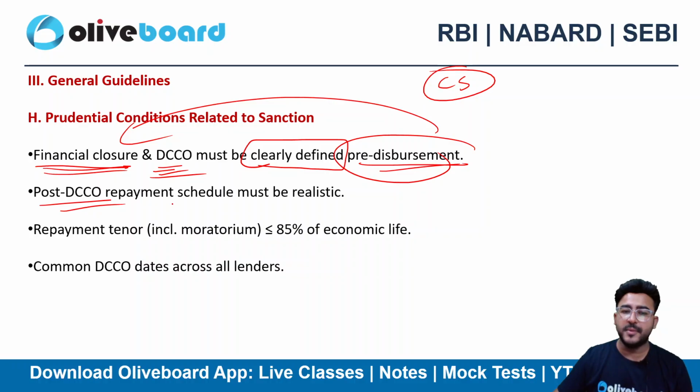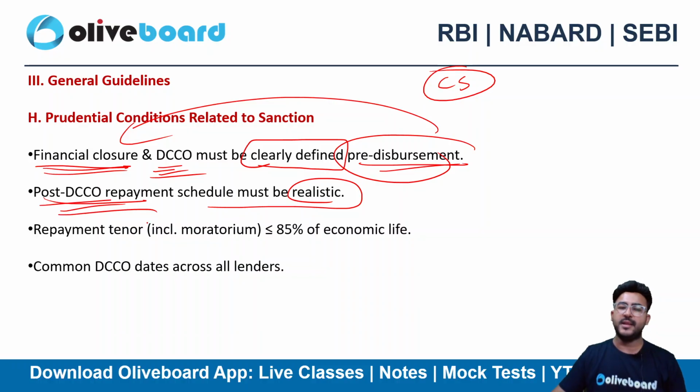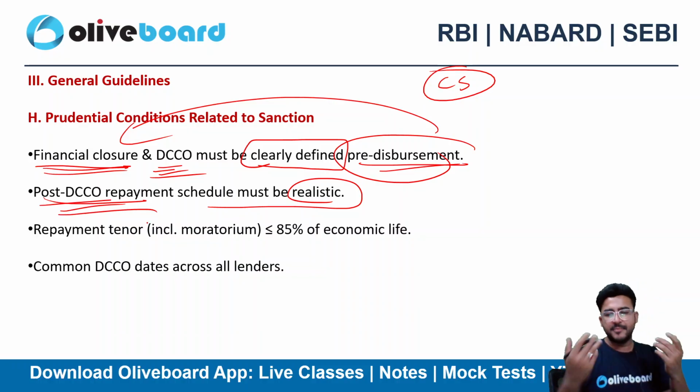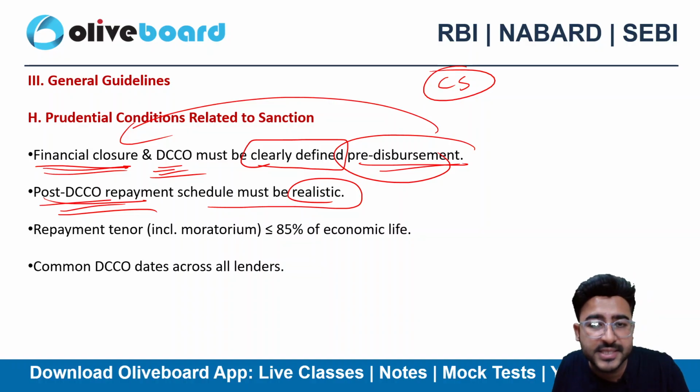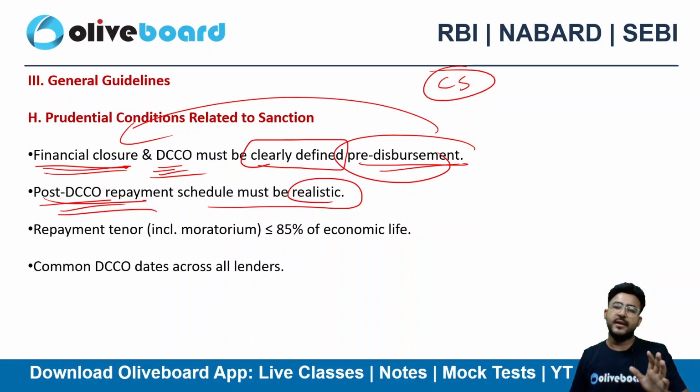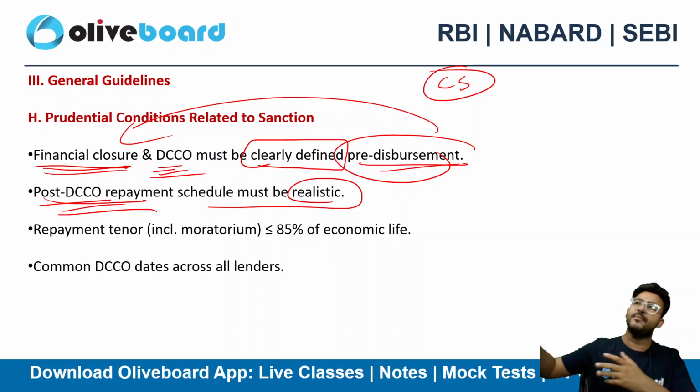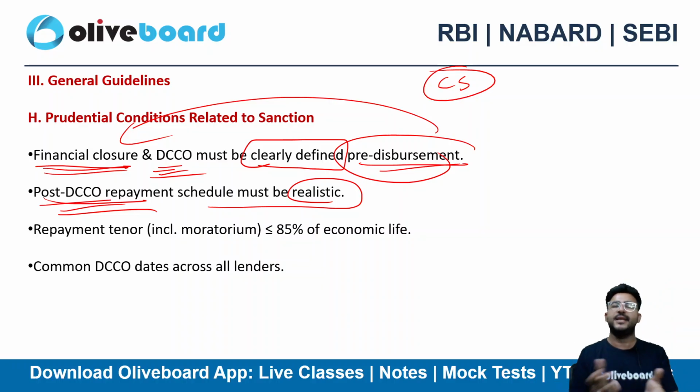Post DCCO repayment schedule must be realistic. So whatever the DCCO repayment, what is DCCO? अरे यार काम चालू कर दिया, you have started working now, right? Now you need to pay the loan as well. You need to start paying the loan as well, right? So give a repayment schedule and it should be realistic. ऐसा नहीं हाईवे बना लिया 100 साल बाद आपको कॉस्ट रिकवर हो जाएगी, रियलिस्टिक ही नहीं है, राइट? 10 years, 15 years, there should be a reasonable time period, right?